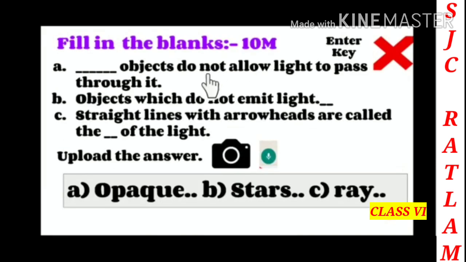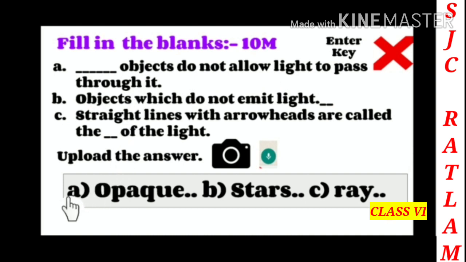So children, now we are going to start with the objective type questions. You know that in the objective type question MCQs you have to tick the answer. After that you will see 1 to 10, that is MCQs. Then you will get the next question, that is fill in the blanks, of 10 marks. Here I made a demo for the fill in the blanks. So here you can see the question: Dash object do not allow light to pass through it.